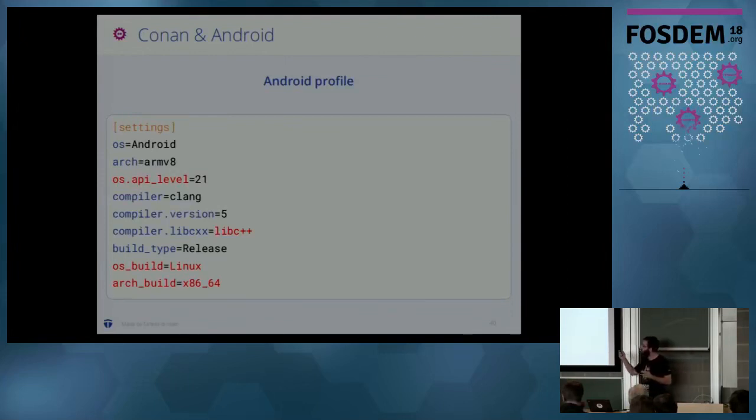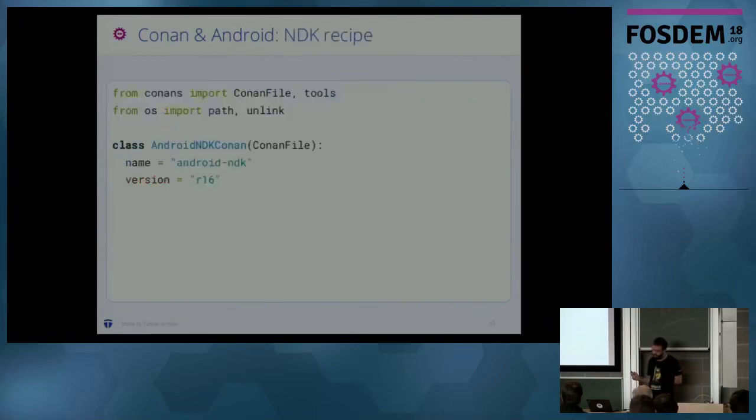Because I want the NDK to run on my build platform, not on an Android device. And that's why os_build helps to make the difference. Otherwise, you will get a C++ compiler that can run on your mobile phone. You don't want to use that. So here os_build equals Linux and arch_build equals x64.